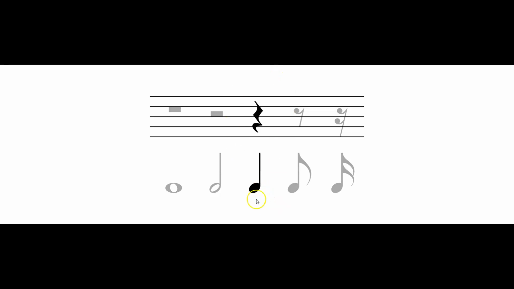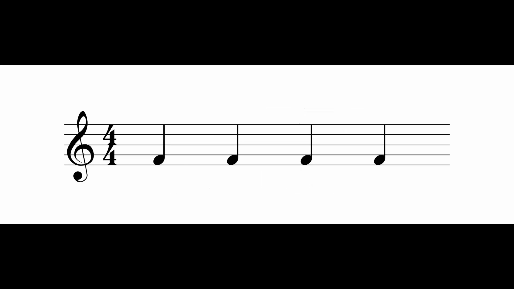So let's talk about our quarter rest. Our quarter rest is going to be worth 1 beat if we're in 4/4 time signature. Remember, the 4 on the bottom of the time signature defines that the quarter note is going to get the beat. Okay, so the note makes the sound. The rest tells us to rest for 1 beat. So if we were to sing this, this would go ta, ta, ta, ta, 4 beats.